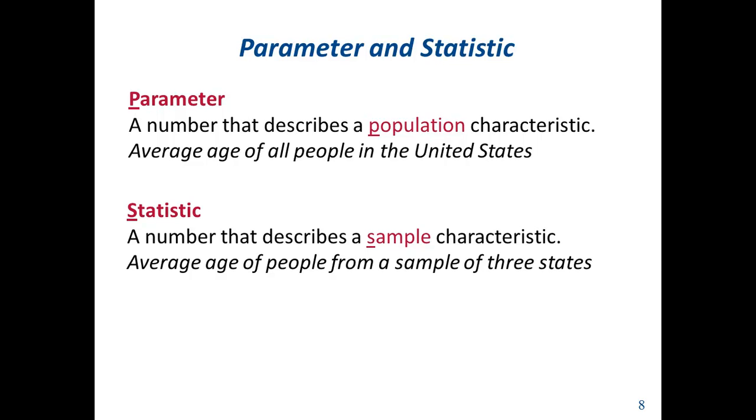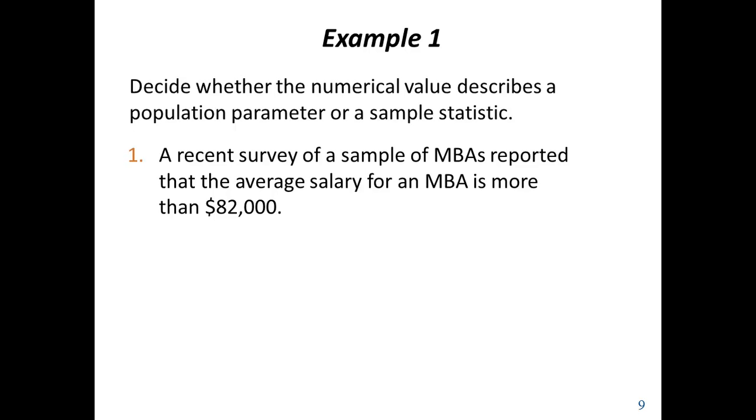Now, what is the difference between parameter and statistic? Parameter is a number that describes a population characteristic. So keep in mind, parameter for a population, P P. While a statistic is a number that describes a sample characteristic, S S. Now, what is the key word? In this example, age of all people in the United States, all. So that indicates a population. So this is a parameter. While here it says a sample of 3 states, a sample of 3. So this is going to be a statistic. Let's go to see a couple of examples.